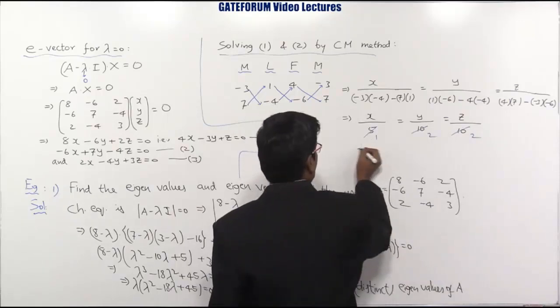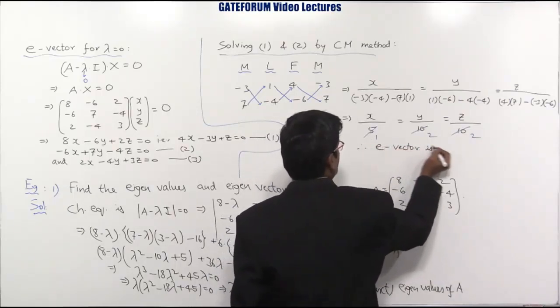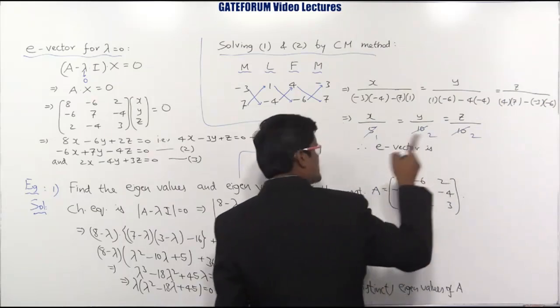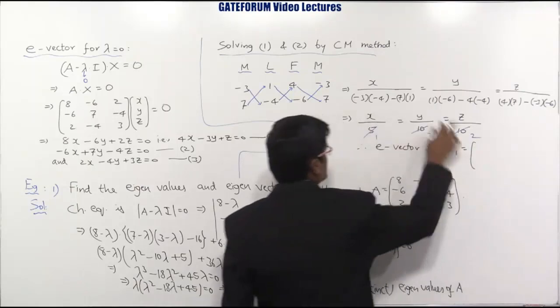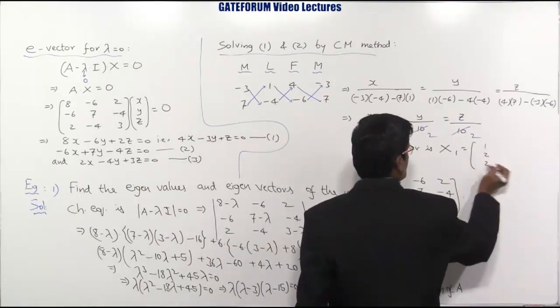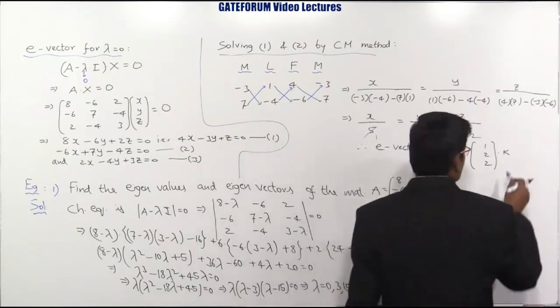Therefore, the eigenvector for the first lambda value, 0, is denoted by x1. Put the xyz values in a column, 1, 2, 2, and multiply outside by k. So, what is this k?